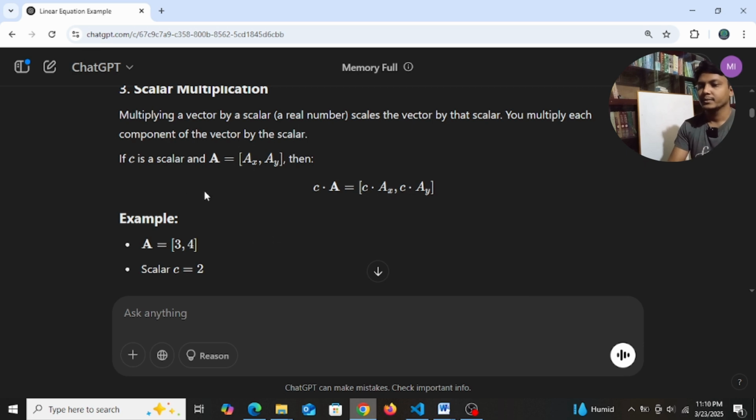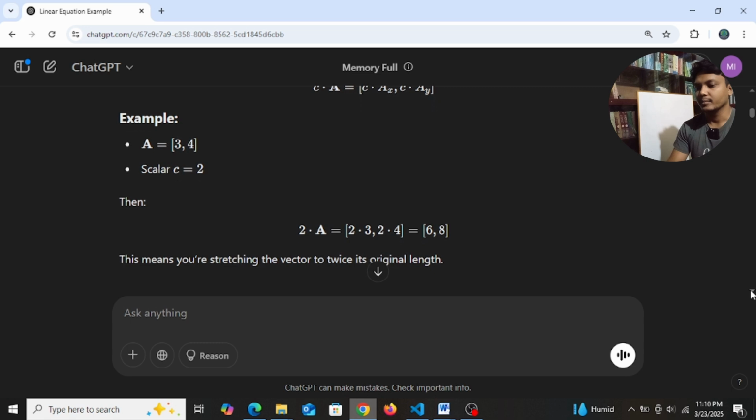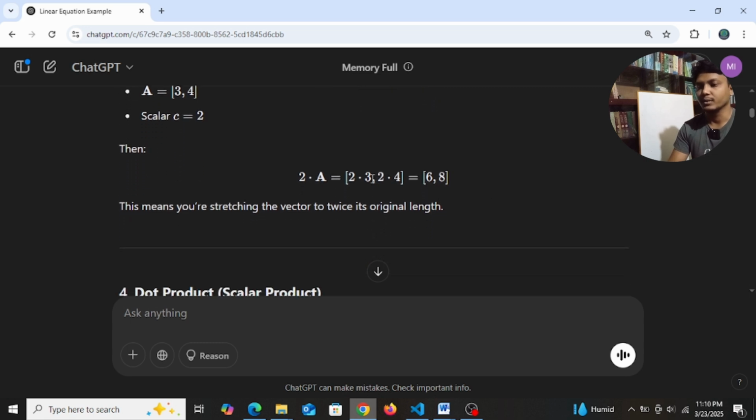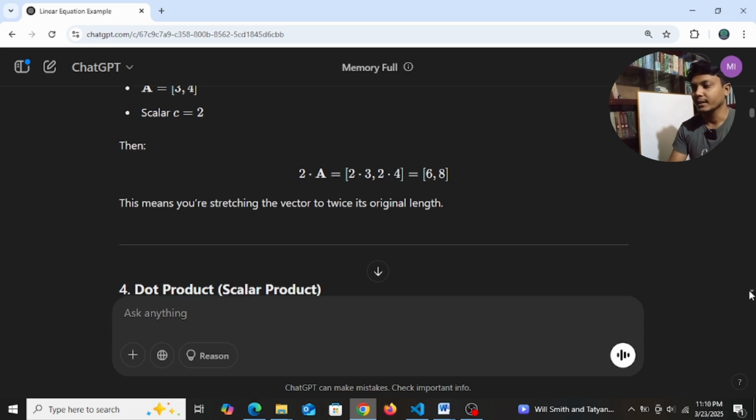Okay, so let's say if c is a scalar and a equals (ax, ay), then c into a means (c into ax, c into ay). So both the values of a, x and y, would be multiplied with c separately, right? So a equals (3, 4), scalar c equals 2. That means 2 would be multiplied with both 3 and 4. Okay, so 6 and 8. So this means you are stretching the vector to twice its original length. We will see where this can be applied in real life.